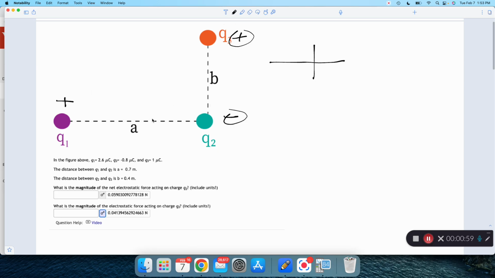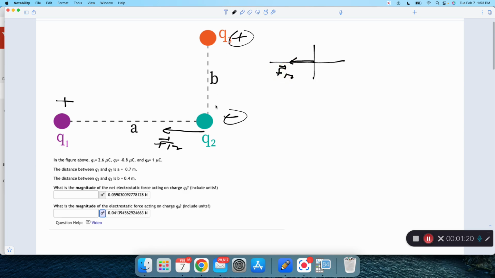So 1 and 2 are opposite charges. They're going to try to attract each other. Remember, he's not going to move. We got him held down. But 2 is going to get pulled towards 1 because they're opposite charges. Let's call that F1 on 2. So we're going to have a force like this, F1 on 2.